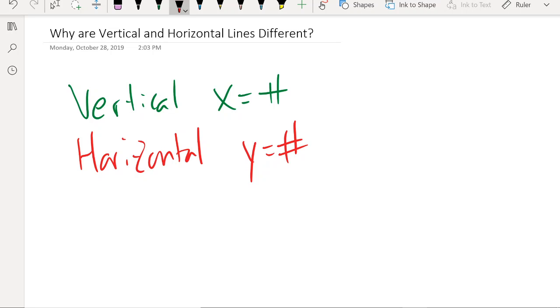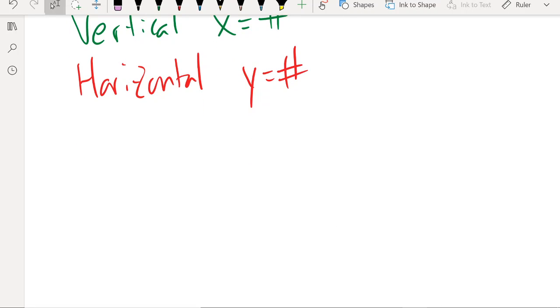The easy thing to do would be to just remember that x is the vertical one and y is the horizontal one. Okay? And that's fine. If you wanna stop there and just remember which one is which, that works. But if you're wondering why, it's because of the line formula, okay?